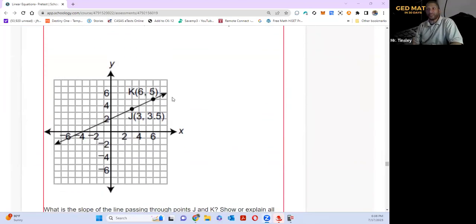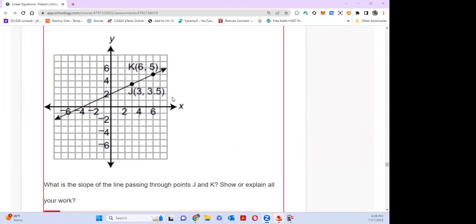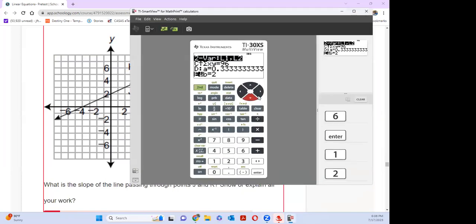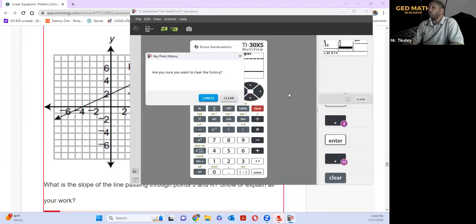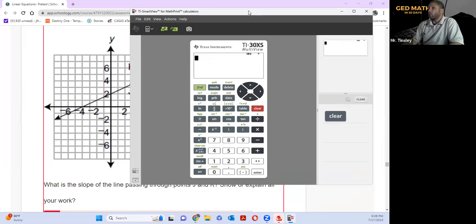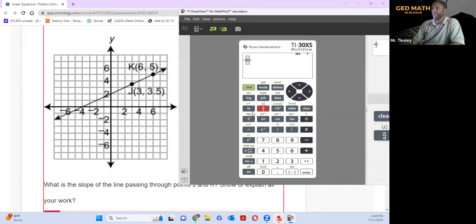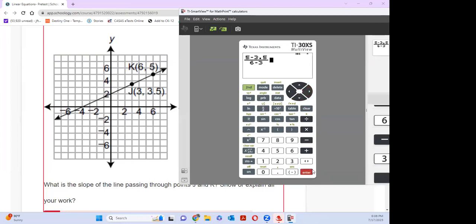This one right here, people get this wrong. This is an easy problem. Throw it in your easiest calculator. Why even waste time trying to do this by hand? Y2 minus Y1. So I'm going to hit 2nd. 5 minus 3.5 over 6 minus 3, which is, that's the point, 1/2.